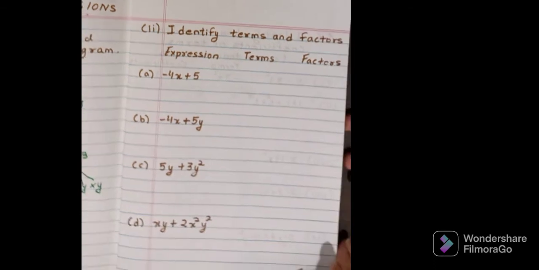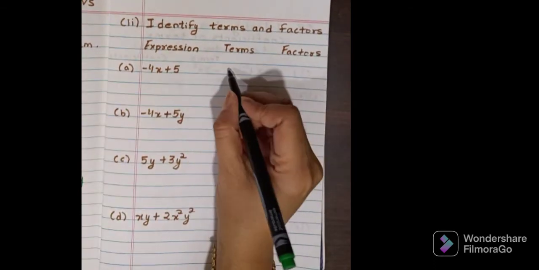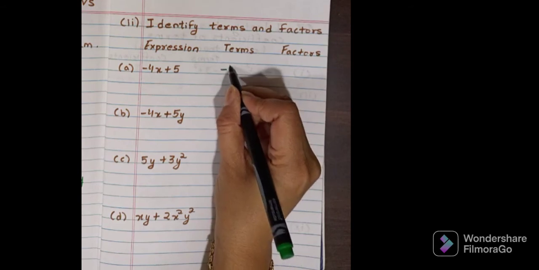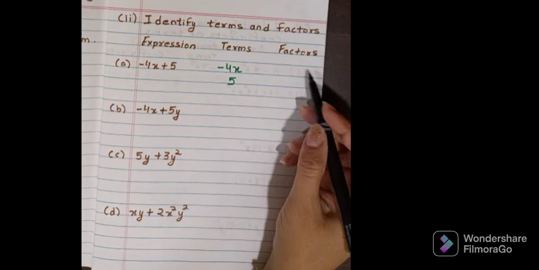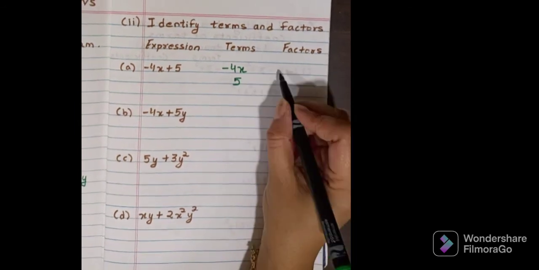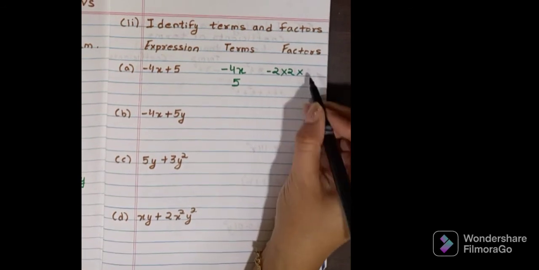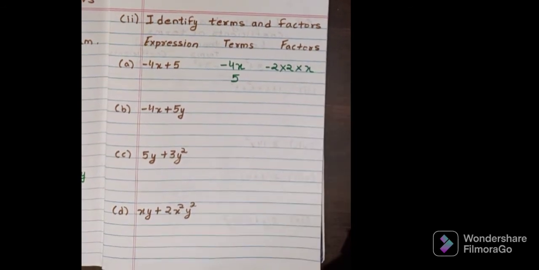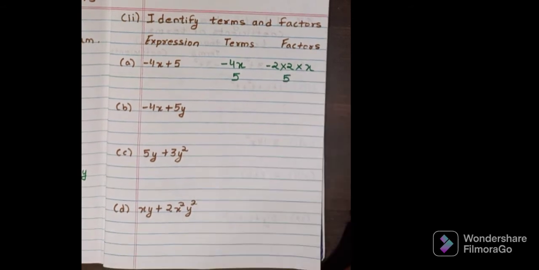So, terms. First is minus 4x plus 5. So here we have 2 terms, minus 4x and the next term is 5. Now next we have to write their factors. So the factors of 4 are, we know that 2 multiplied by 2, and x is power 1, so we will write it 1 time. Next, the factor of 5 is 5 only.